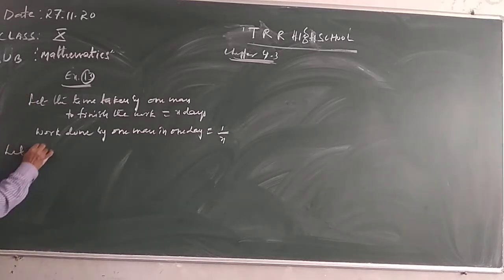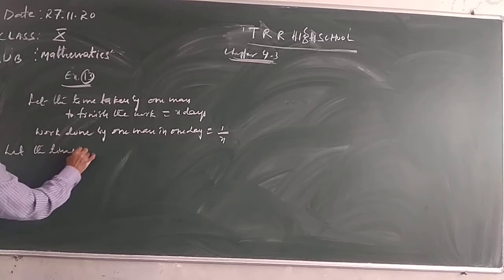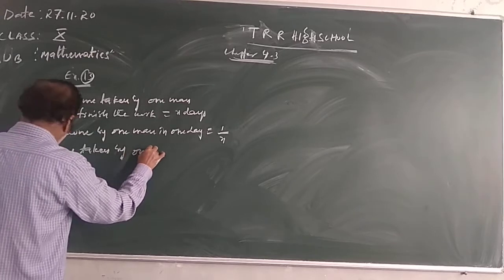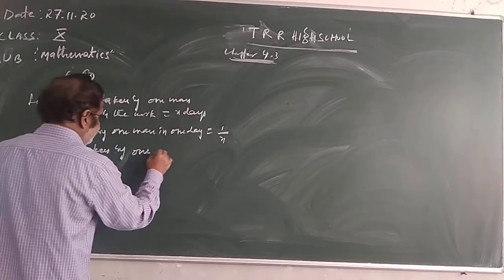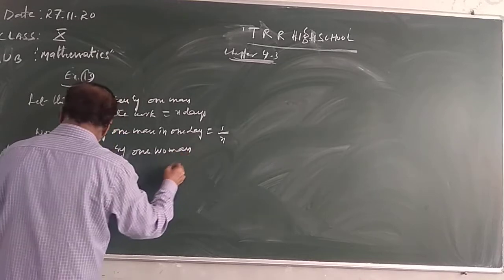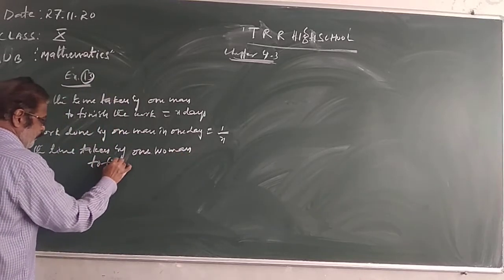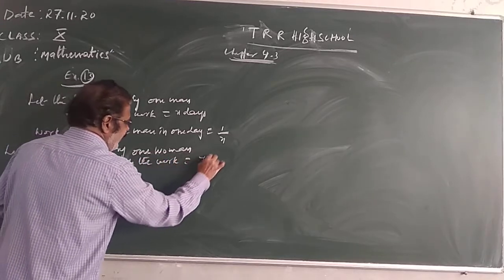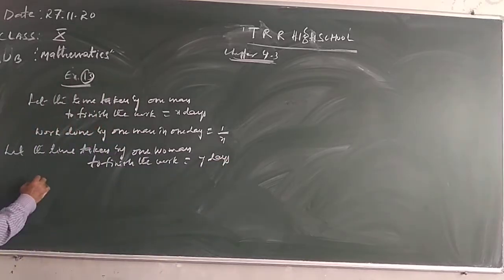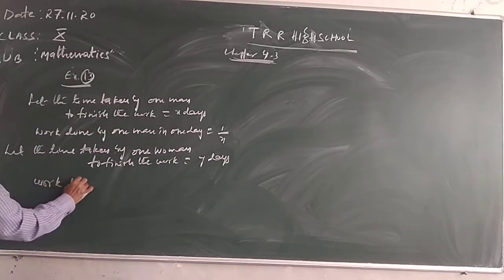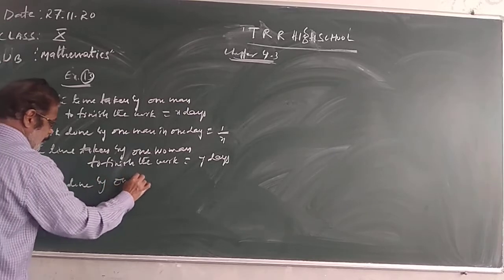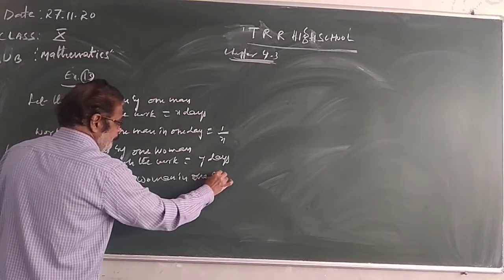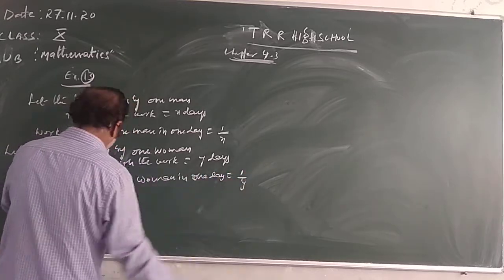Similarly, let the time taken by one woman to finish the work be y days. Work done by one woman in 1 day equals 1 by y.